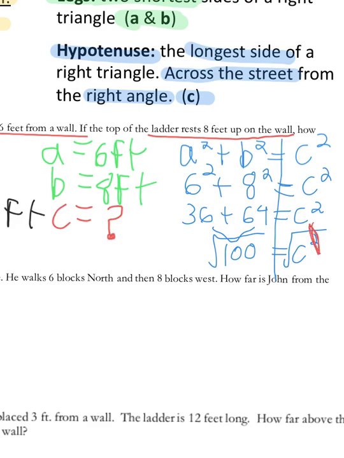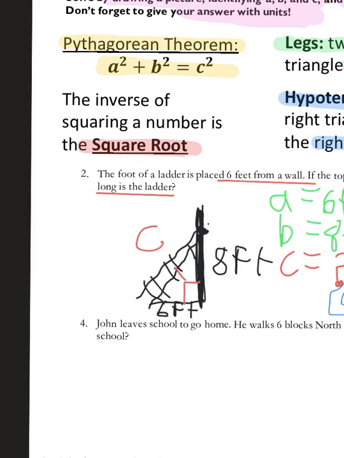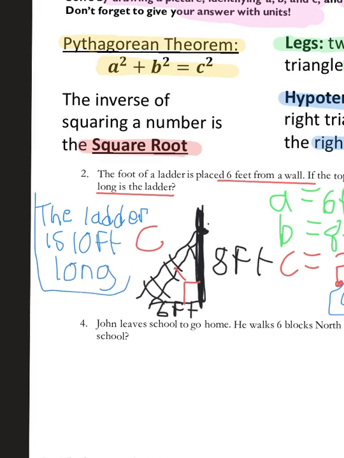And the square root of 100 is 10. Well, remember, it is 10 feet because we wanted to know how long the ladder is. So in conclusion, the ladder is 10 feet long. All right, so that's our final answer. So like I said, the hardest part is just setting up the triangle.